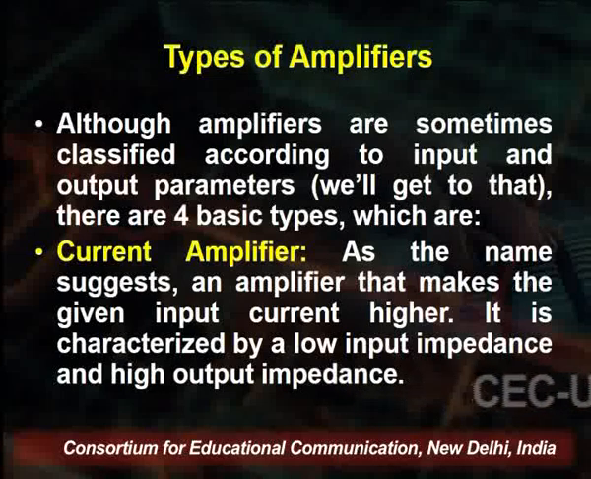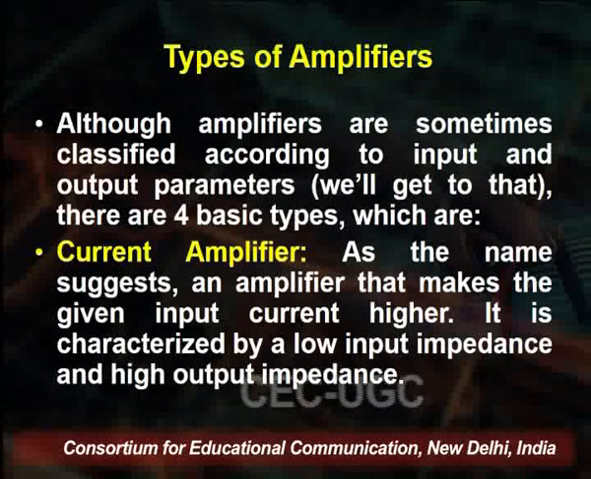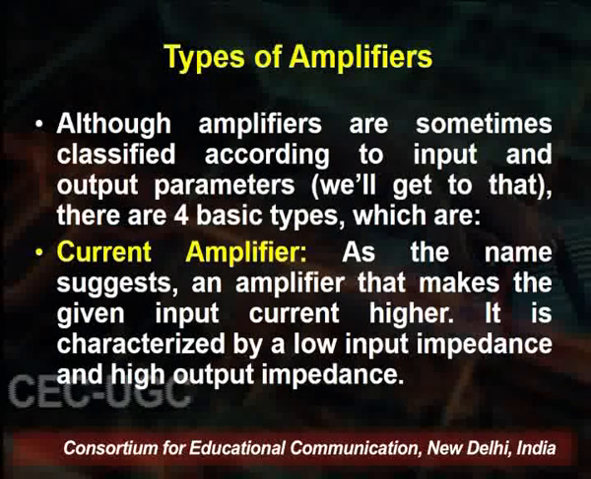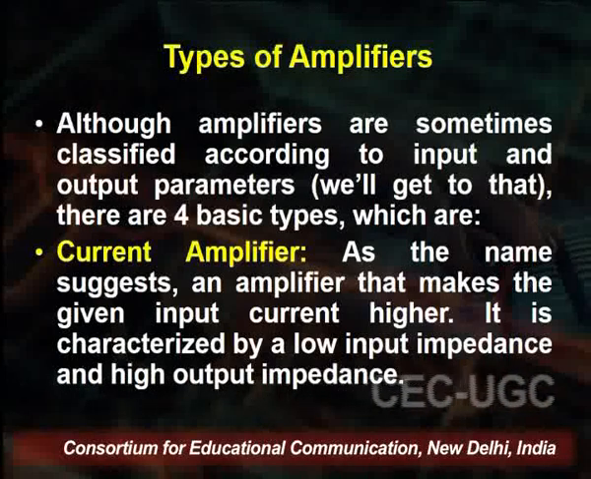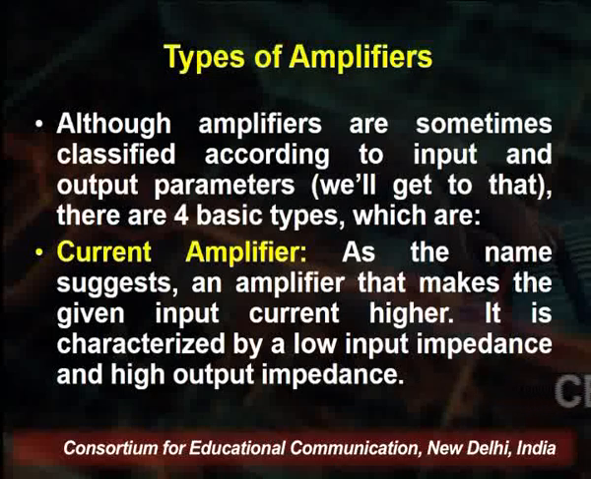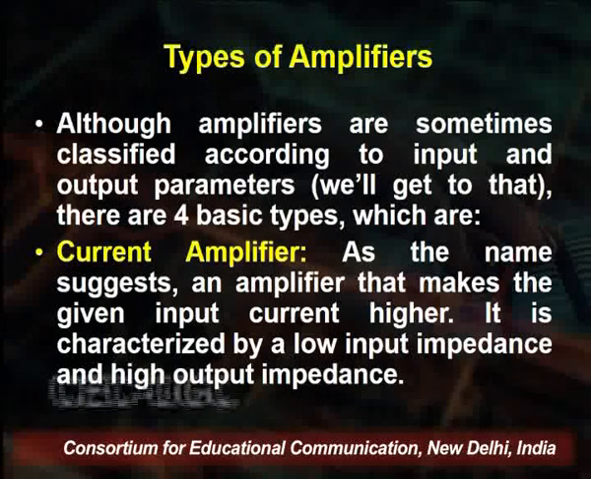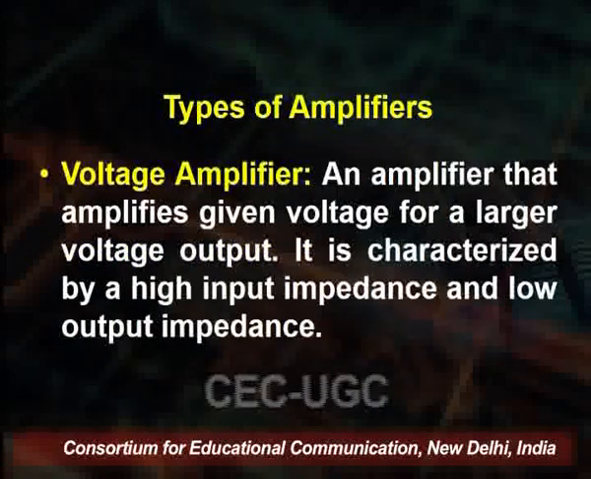In a current amplifier, as the name suggests, the current will be amplified. So we get a higher current as compared to the input signal. As the name suggests, it is an amplifier that makes the given input current higher. The output current will be higher in respect to the input current. It is characterized by low input impedance and high output impedance. In this type of amplifier, we give the low input impedance, and the output impedance will be high.